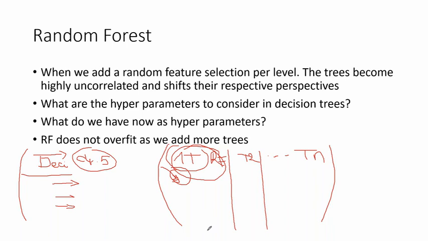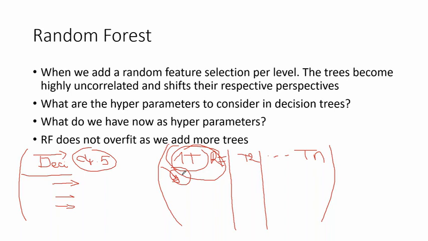Each one of them is using a different data set, slightly different. And the feature selection at each level of the tree is different. There is randomness. We are picking the best feature at each level, but randomly. We are sub-selecting them randomly and then picking the best. But here we are picking the best without any random thing. It's always the best at each level. But here we are first picking a group randomly and selecting the best one of them.